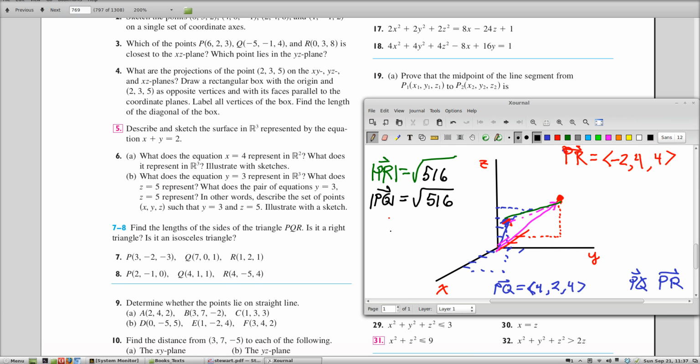Okay. And so what is the green side? So the green side is the magnitude of the difference between the two. It doesn't matter which way you go. So I'm going to go from PQ to PR here.